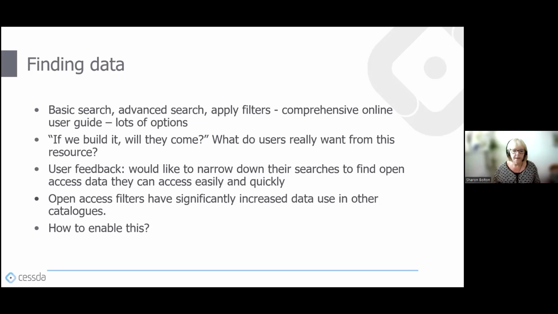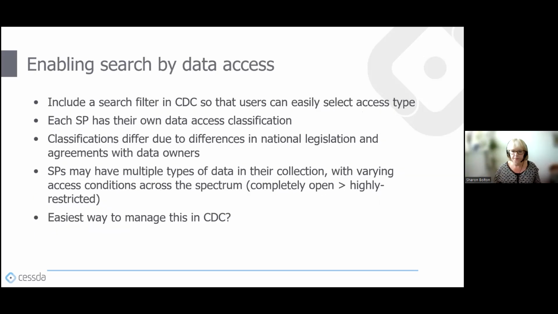Looking at other CESSDA service providers, those who have instigated an open access filter found that it significantly increased hits and data use of their catalogues as well. For example, the Finnish Social Science Data Archive have added one, and they found that has really increased visits to their catalogue. So the challenge that we faced was, how can this be done for the CESSDA Data Catalogue? Because obviously this isn't a catalogue with just one metadata provider. There are many different organisations.